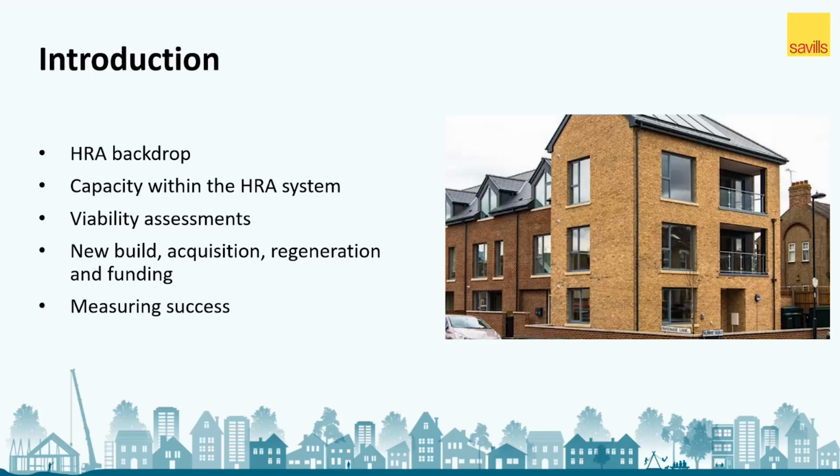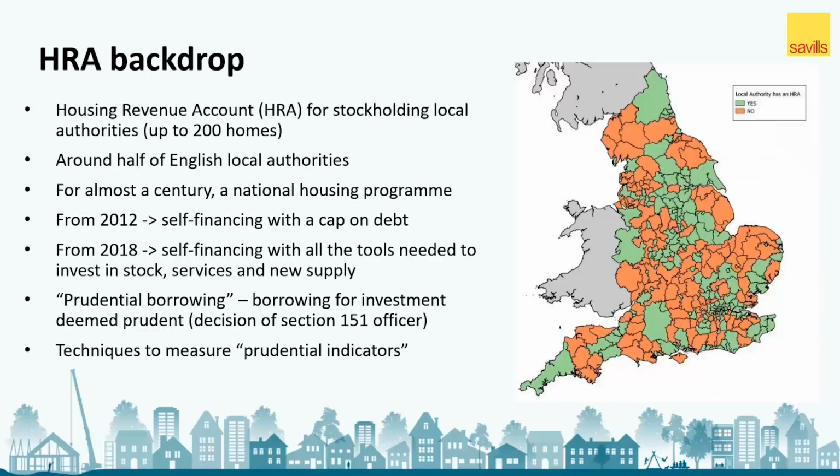A little bit around new build acquisition, regen and funding, and particularly drawing distinctions between the different funding routes that can support investment in the HRA. And then finally, just a quick sum up around how we might measure the success of the programmes that we deliver. On the right-hand side there is a map of those authorities in England that have HRAs in the green and those that don't in the brown.